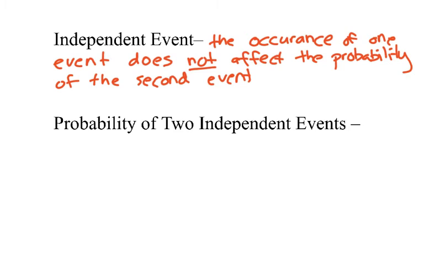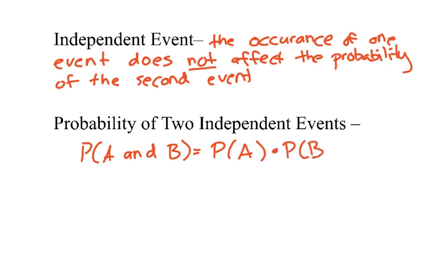Now, if we determine that these events are independent, then we can find the probability of A and B happening, which would be the probability of A times the probability of B.